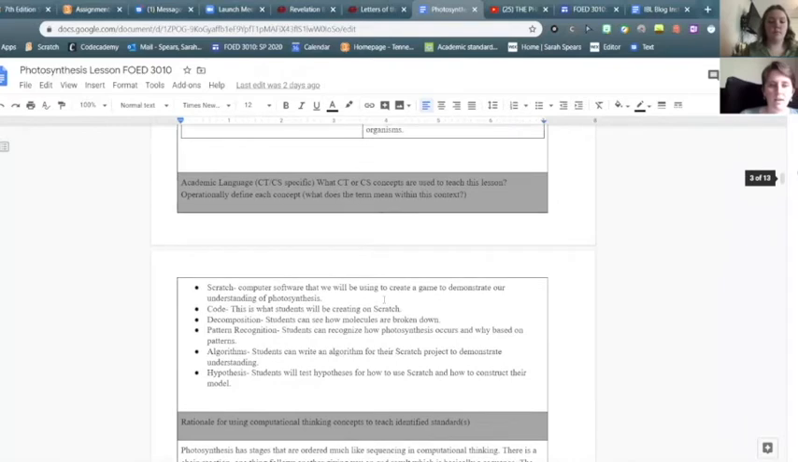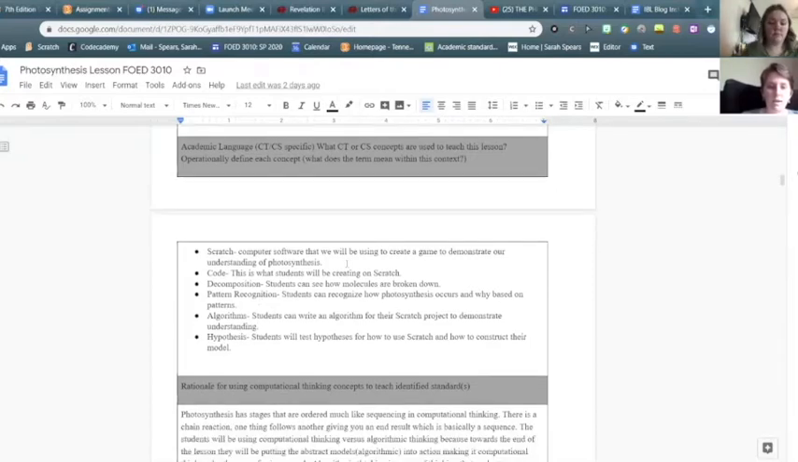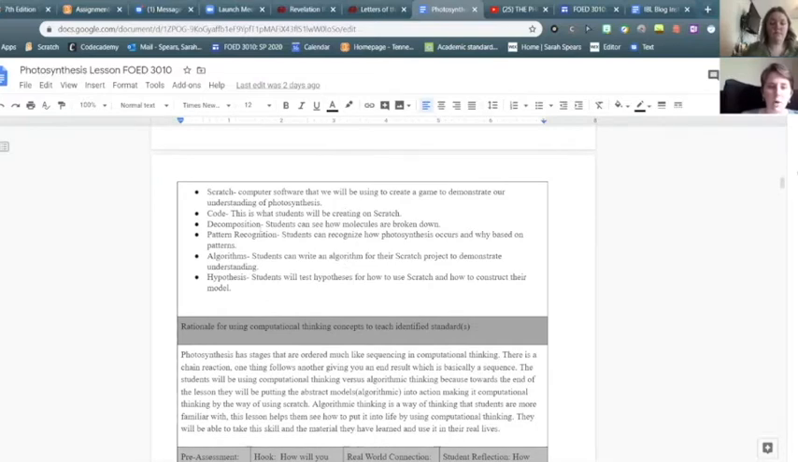Some more academic language that we have for our computational thinking and computer science part of the lesson is going to be Scratch, which is the program that we're going to be using to code. We also have the word code, since that's what students will be doing. And then we have decomposition, pattern recognition, algorithms, and hypothesis. We went ahead and defined all of these words as well so that they're able to know exactly what we're looking for in this part of the lesson.